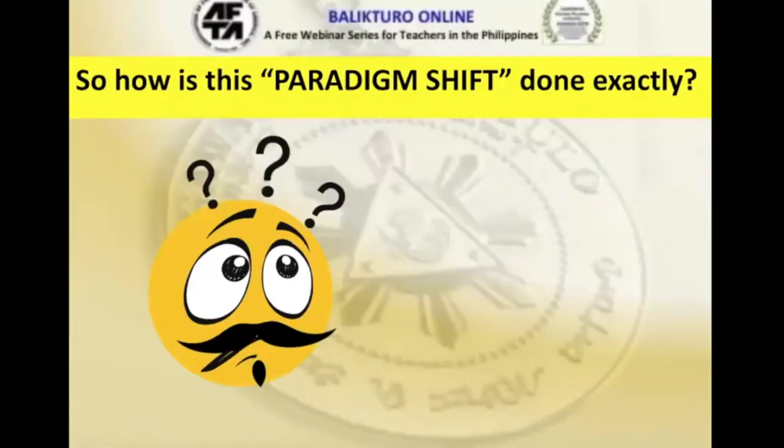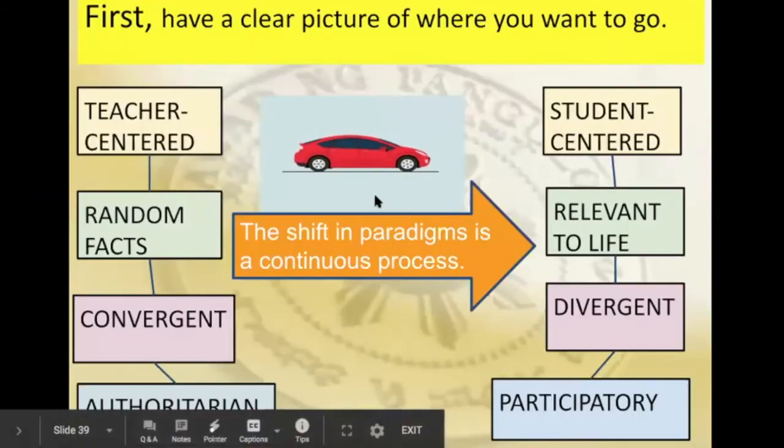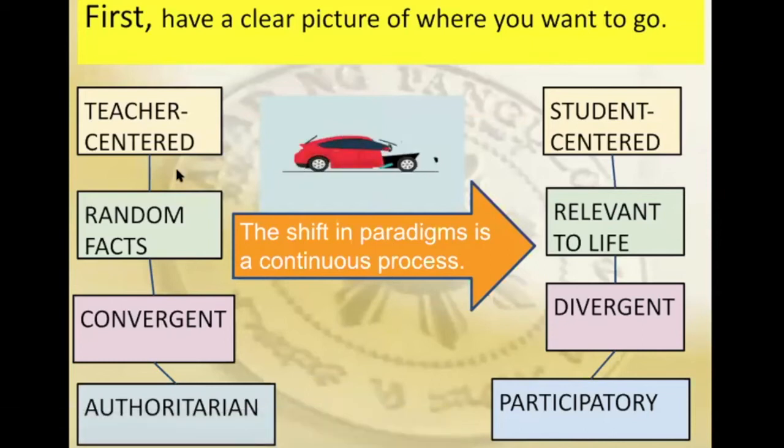So how does this paradigm shift happen? How does technology help us in this shift? We want to move from being teacher-centered to being more student-centered. We don't want to give our students random facts because they are meaningless. They will lose their interest. They will stop learning because they don't know why they should be learning these things. We should focus on redirecting them to activities that will make them think about the why. Why am I learning this?